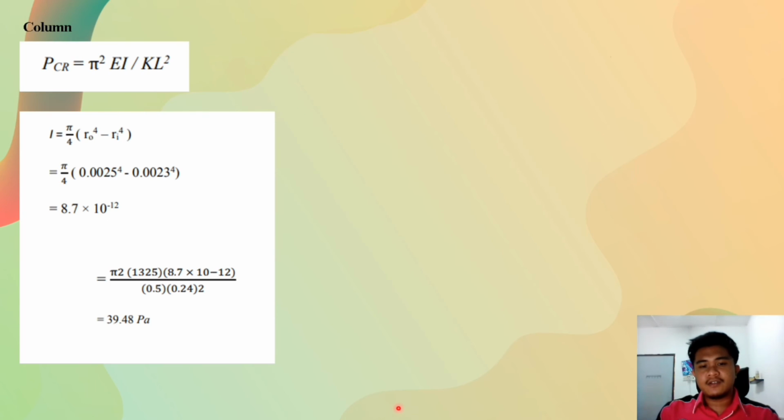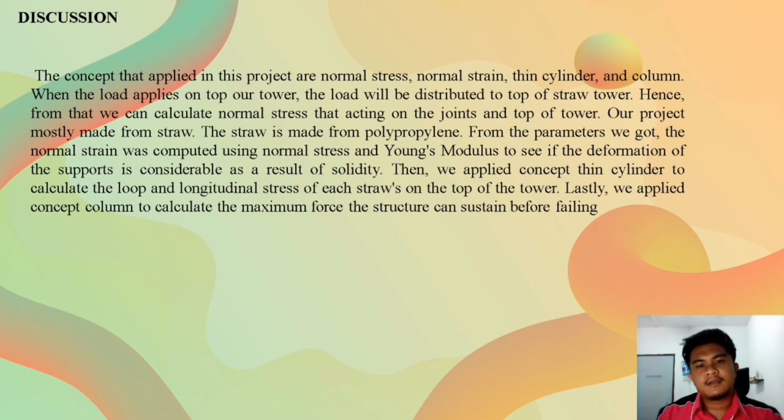The maximum force a structure can sustain before failing is known as the critical load, and after we calculated, our square tower has a critical load of 39.48 Pascal. The concepts that apply in this project are normal stress, normal strain, thin cylinder, and column.